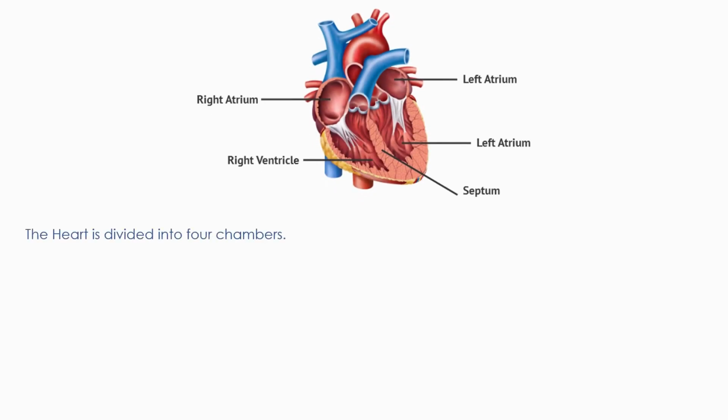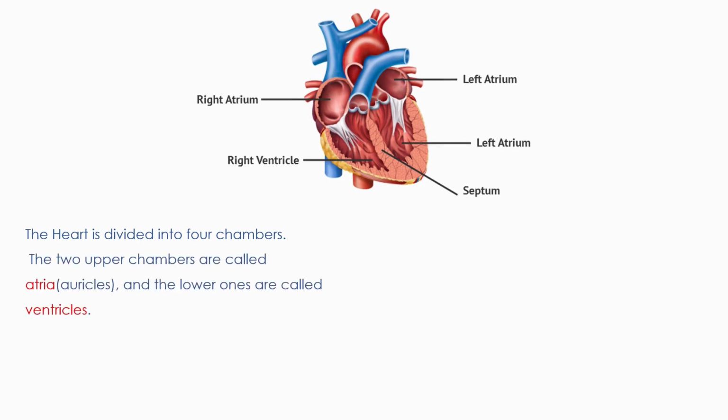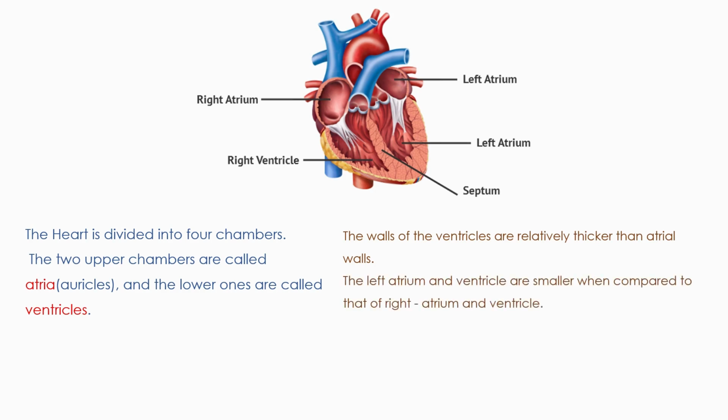The heart is divided into four chambers. The two upper chambers are called atria, and the lower ones are called ventricles. The walls of the ventricles are relatively thicker than atrial walls. The left atrium and ventricle are smaller when compared to the right atrium and ventricle.